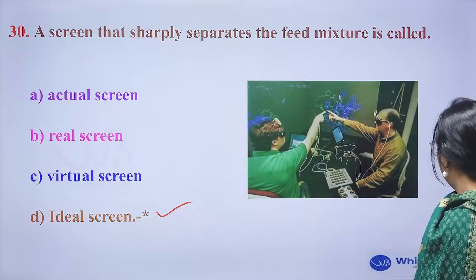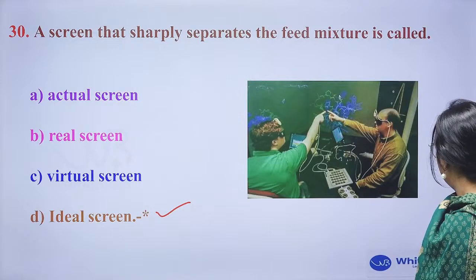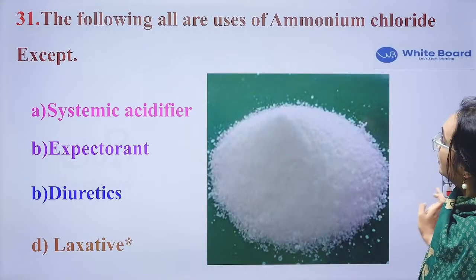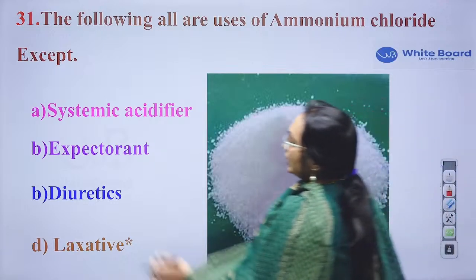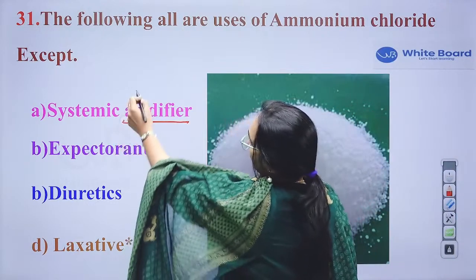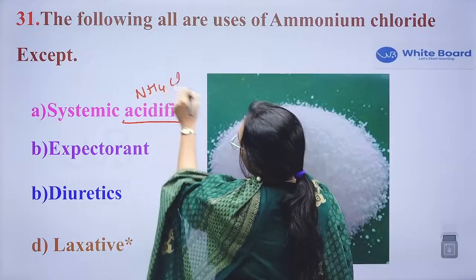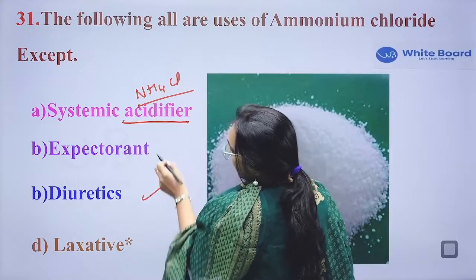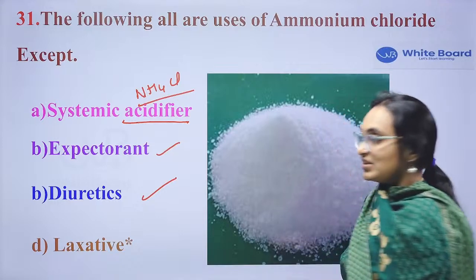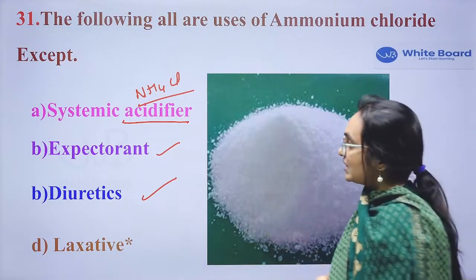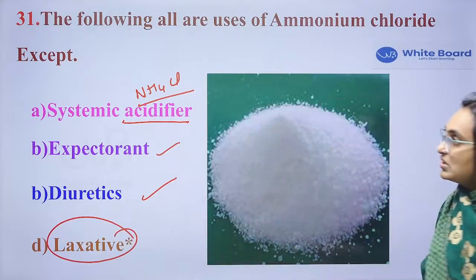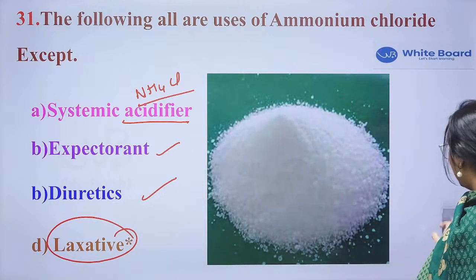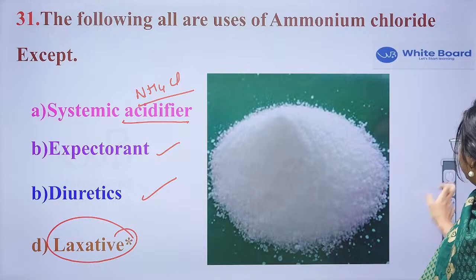Answer is D. Next, the following all are the uses of ammonium chloride. Ammonium chloride is used as an acidifier. It is used as a diuretic and expectorant also. Miscellaneous category, diuretic and expectorant, except a laxative. Okay, so it is not used as a laxative. Answer is D.